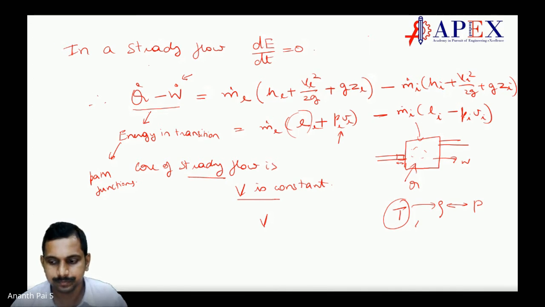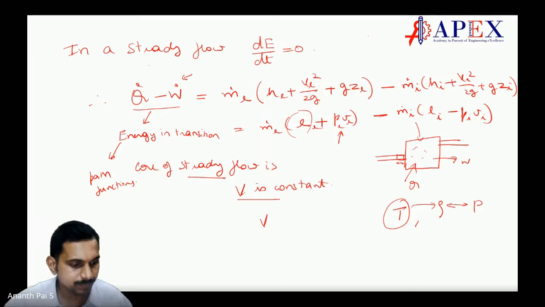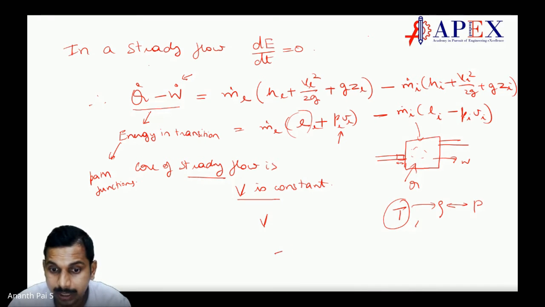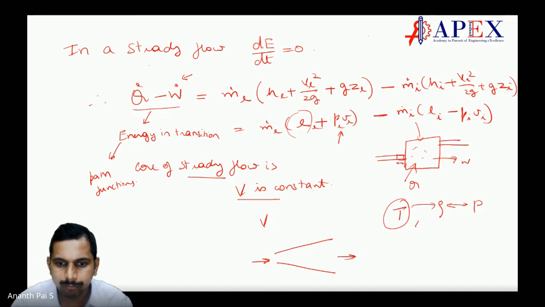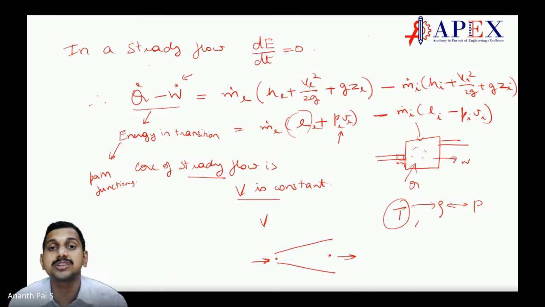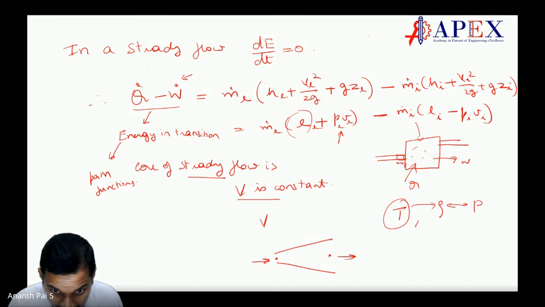Basics. A point in the system. For example, if you take a nozzle like this, what is happening? Velocity here is different, and here it is different. But still it is called steady flow. Why? Because it does not change with time.